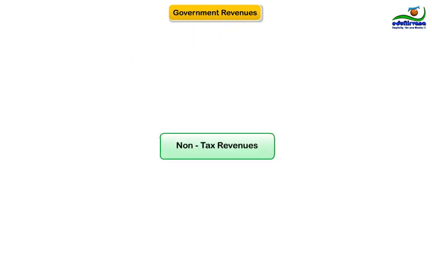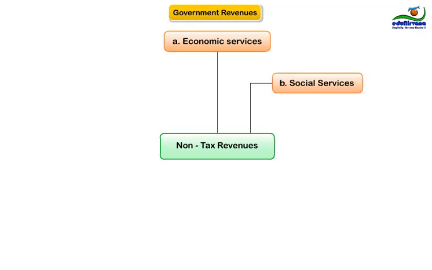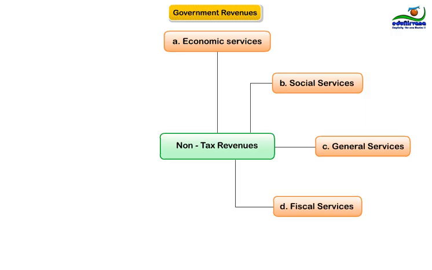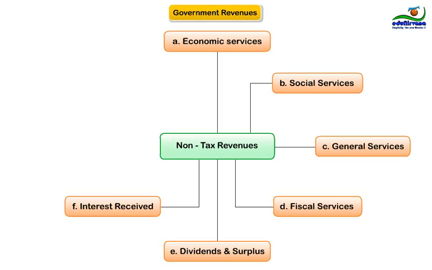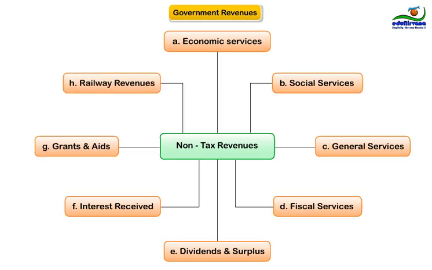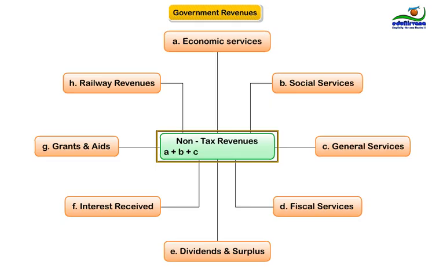Now let's see non-tax revenue. Broadly, it is divided into 8 categories, and they are A. Economic services, B. Social services, C. General services, D. Fiscal services, E. Dividends and surpluses, F. Interest received, G. Grants and aids, H. Railways revenues. Let's see each of them one by one. Non-tax revenues: A plus B plus C plus D plus E plus F plus G plus H.